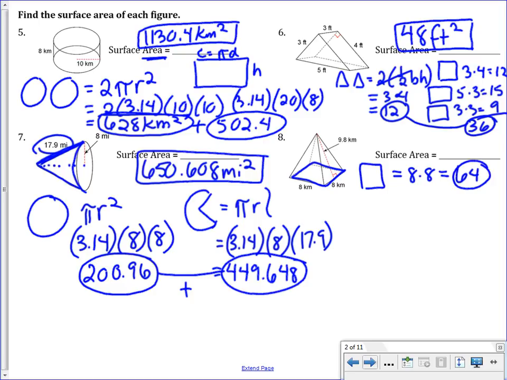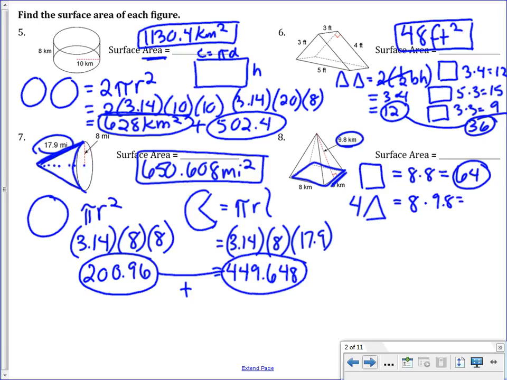The next thing we have is our triangles. And we actually have 4 triangles that are all the same because of the fact that all the bases of the triangle are 8, and all the heights, which is the slant height, all the heights of the triangles are 9.8. So it's going to be 8 times 9.8.